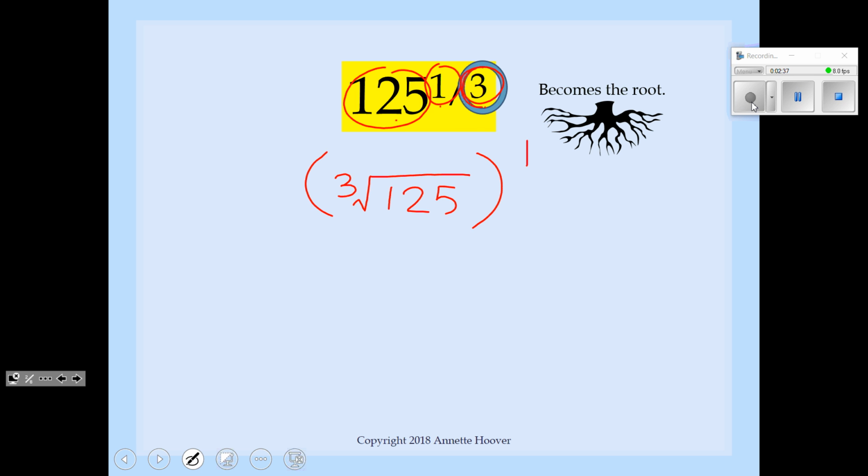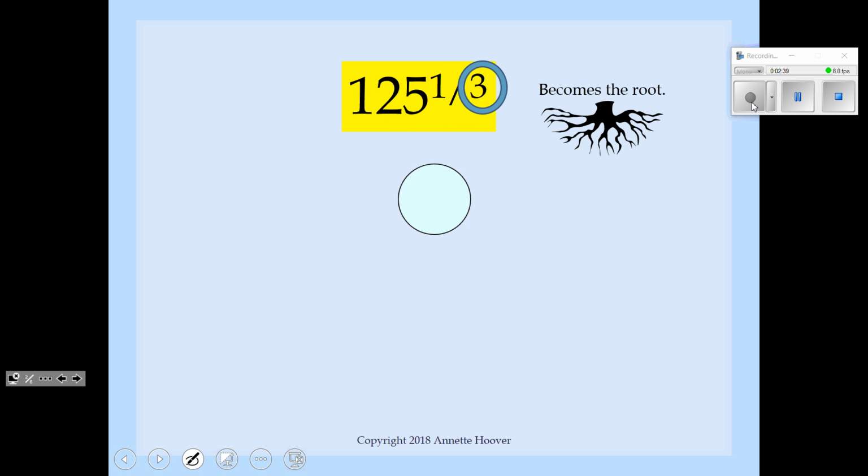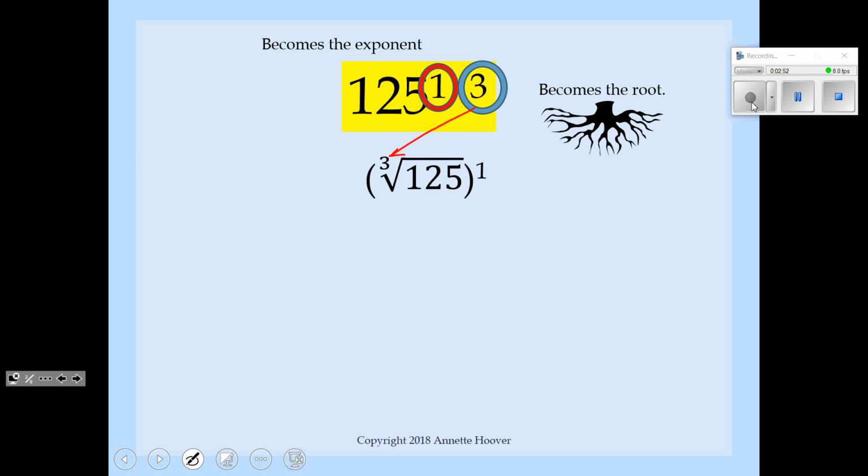So if you look at this, all we did was take the numbers that were up here and we rewrote them with a radical sign. Okay? So review. The denominator, the bottom number, becomes the root. The base becomes the number under, we call it the radicand, the number under the radical sign. And the numerator becomes the exponent.